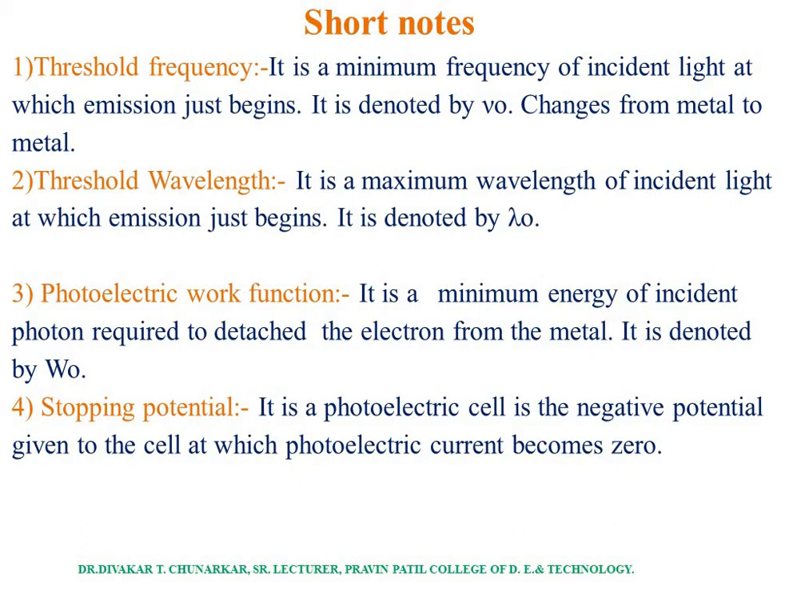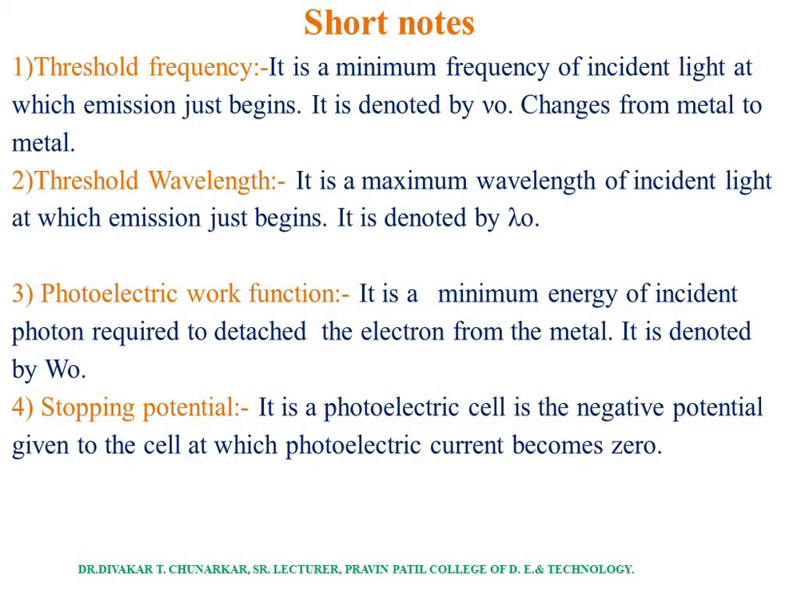Then photoelectric work function. It is the minimum energy of incident photon required to detach the electrons from the metal. It is denoted by W0. Keeping in mind, W0 denotes the work function or photoelectric work function. So work function is the minimum energy of an incident photon required to detach the electrons from the metal. W0 is the work function or photoelectric work function.